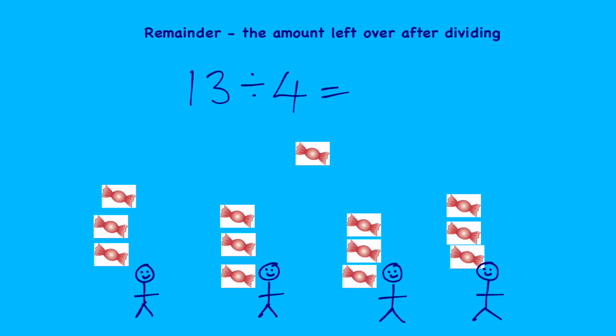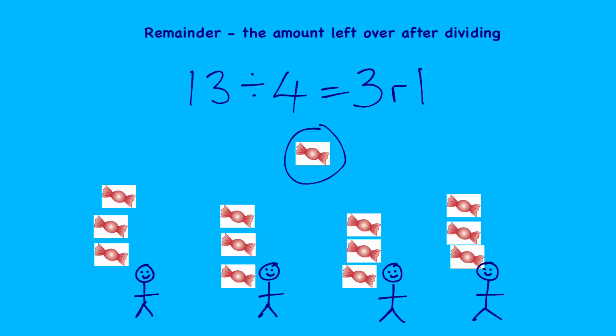So I've shared out the sweets so that everyone has three sweets, but there's one left over. So this one left over, this is our remainder. So we would write our answer as saying that 13 divided by 4 is 3, everybody gets 3, but there's our one left over, which is remainder 1.